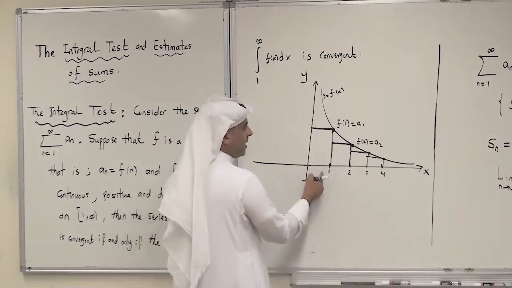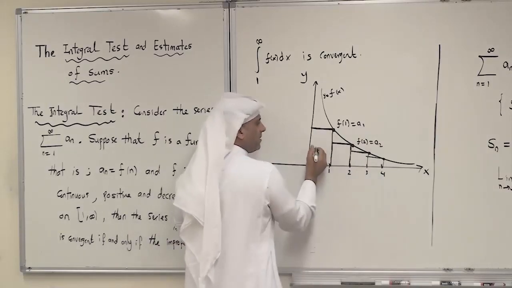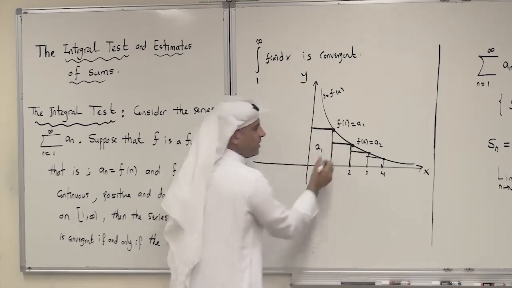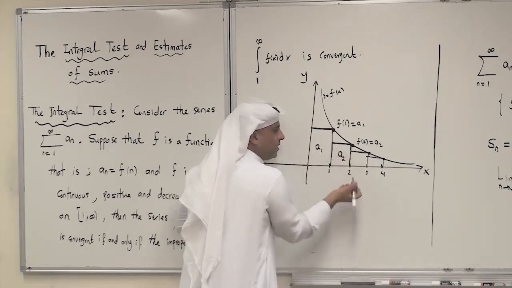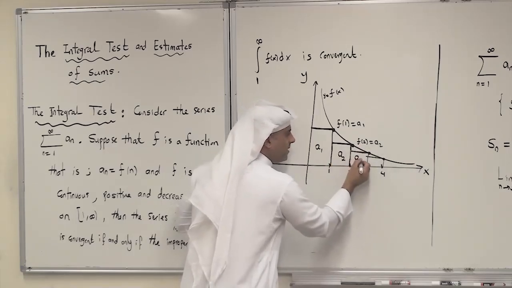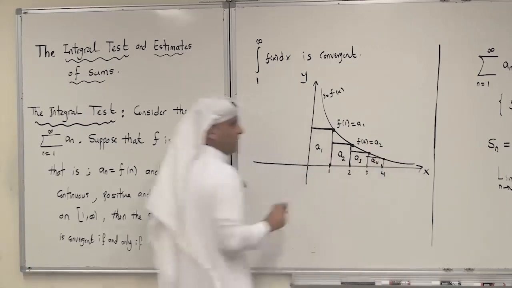This is 1 times the height A1, so this is exactly equal to A1. The area number 1 is exactly equal to A1, and the area number 2 is exactly equal to A2. This is 2 minus 1, which is 1, times A2, which is A2. And this is A3, and this is A4, and you move like this.